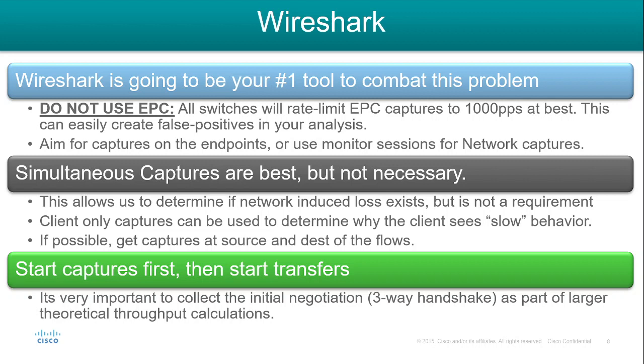And then finally, the last section I have here, always make sure you start your captures first, then start your data transfer. And this is very important because we're always looking to collect that three-way handshake. There are certain fields, which we'll talk about a little bit later, which are only discovered or only negotiated at the very beginning of the TCP flow. And if you start your capture once that flow is already going, it's going to make your analysis a lot more difficult.